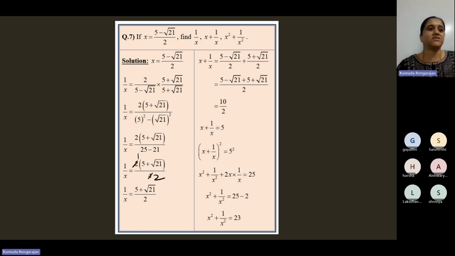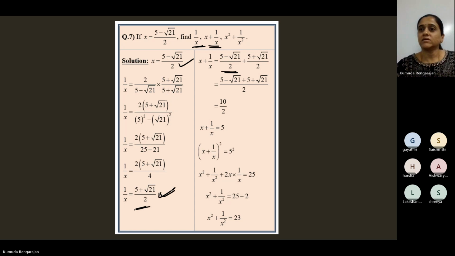The denominator is rational. That's what we want. So we found 1 by x. Next, we need to find x plus 1 by x. This is x and this is 1 by x. You should not take the one where the denominator is irrational. We have rationalized it, so you should take that one.